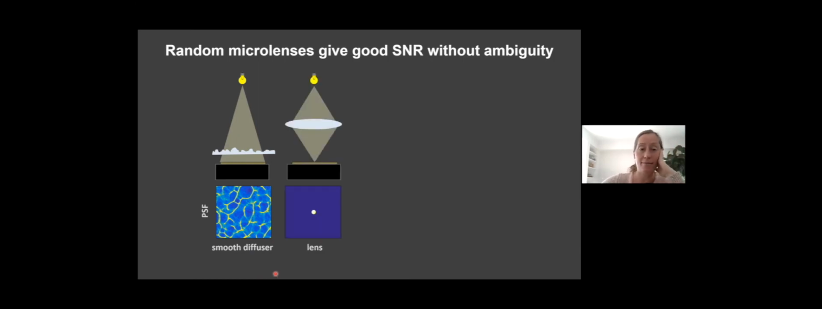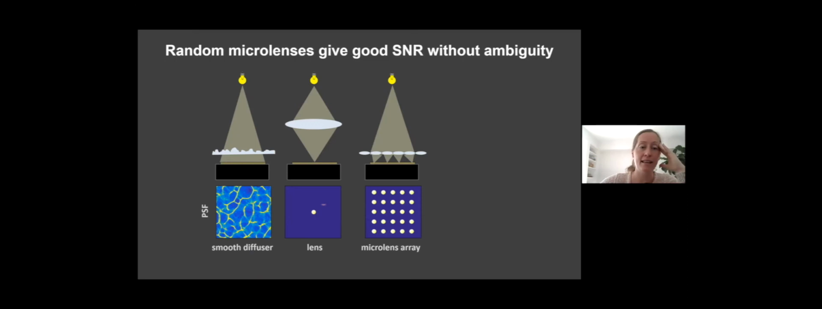So a lens has the best SNR performance because all of the light from the point piles onto a single point here. But the lens only is the best at a single depth plane. If you're trying to do 3D, then a lens is actually the worst because you're spreading the light out and just smearing it, which is very bad for trying to deconvolve.